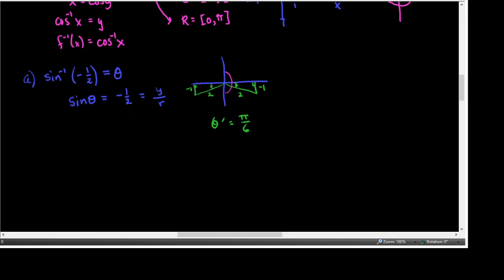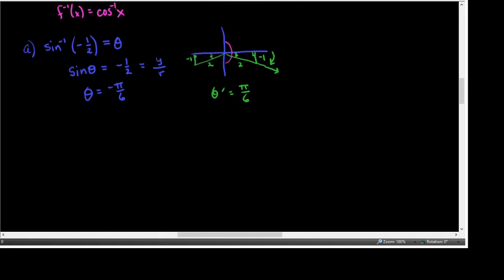So what angle is that? Well, that angle is -pi/6, because we're going this way, clockwise, pi/6 to get to that ray. That is the terminal side of that angle. Okay, so we ignore the other one because it's not in the range of inverse sine. Let's do another one.